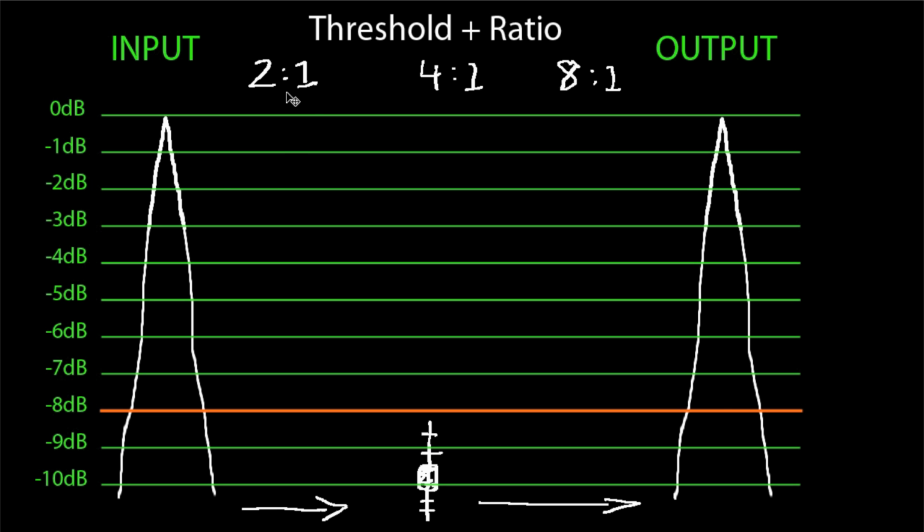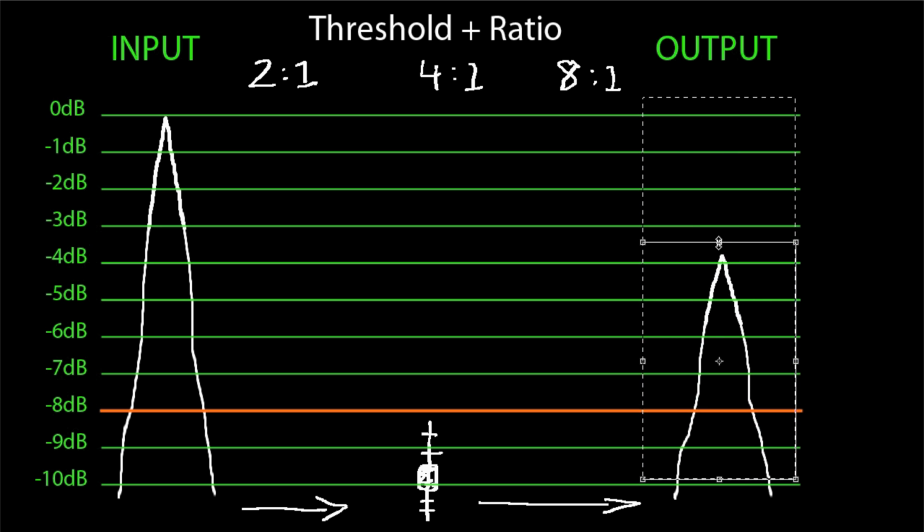Now if we've got a 2 to 1 ratio, the signal has gone over threshold at the input by 8 dB. 2 to 1 ratio, 2 into 8 is 4. So at the output, our signal is reduced, so it's only 4 dB over threshold at the output. It's been reduced by a ratio of 2 to 1, which is basically 50%, right?